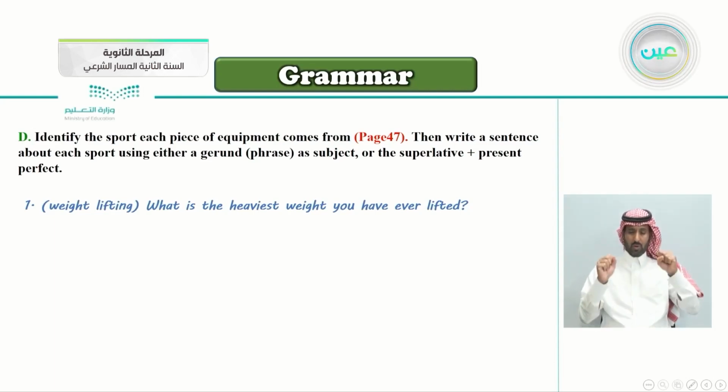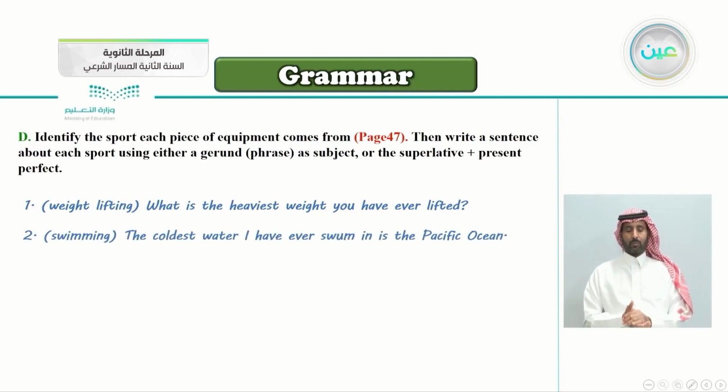You can see the dumbbells, of course. What is the heaviest weight you have ever lifted? So this is the superlative plus the present perfect. Number 2, for example, very good, about the swimming. The coldest water I've ever swum in is the Pacific Ocean. What about number 3?